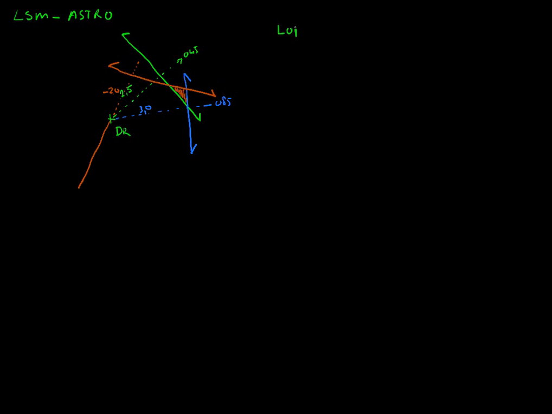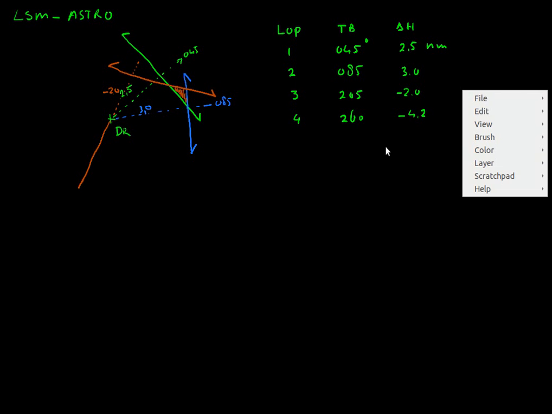So first make a table with all the measured positions. So we have the line of position number, we have the true bearing, and we have the delta H. The first LOP is 045 and a delta H of 2.5 nautical miles. So this is degrees and this is nautical miles. The second one is 085, 3 miles. Third one is 205 and 2.0 nautical miles, and the fourth one is a 260 bearing with -4.2 nautical miles.